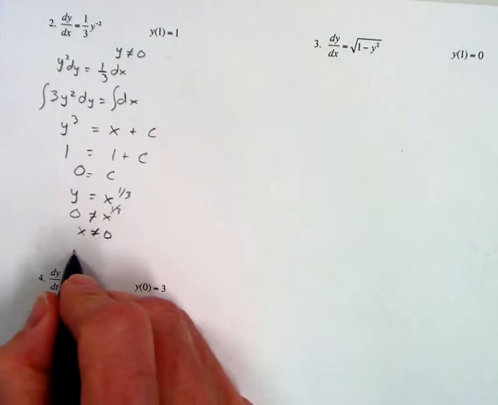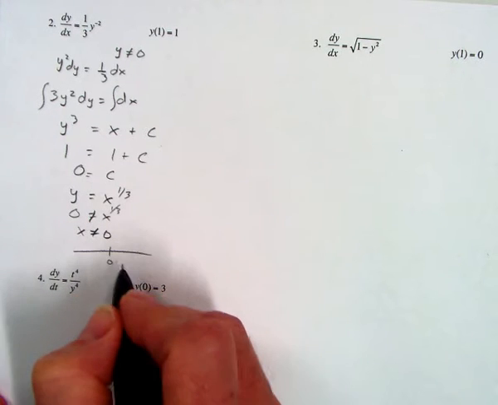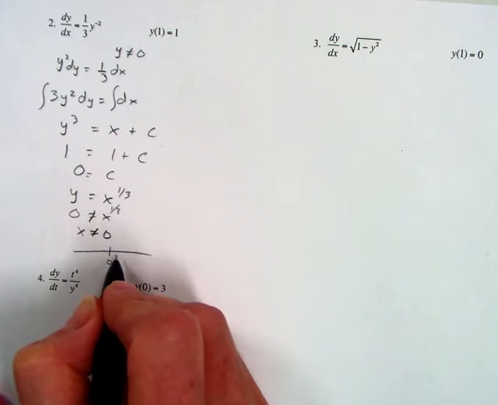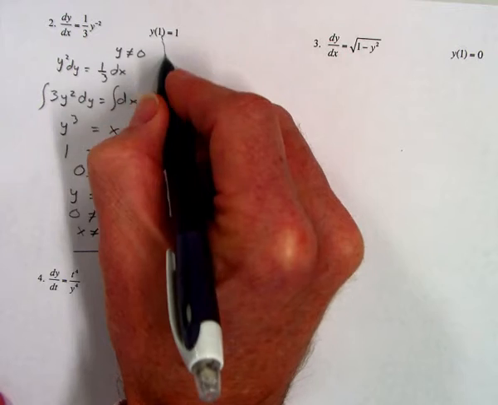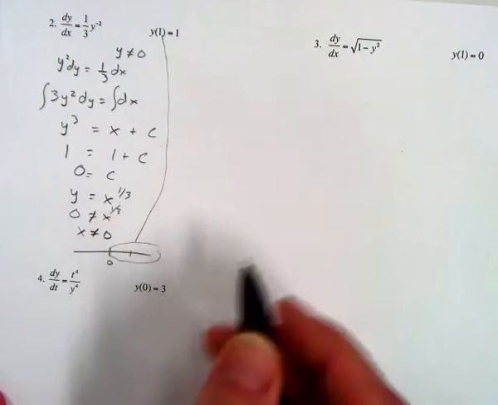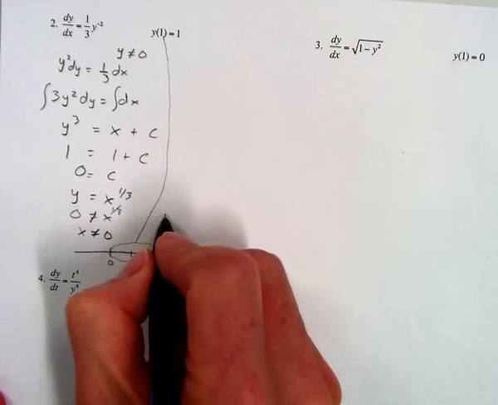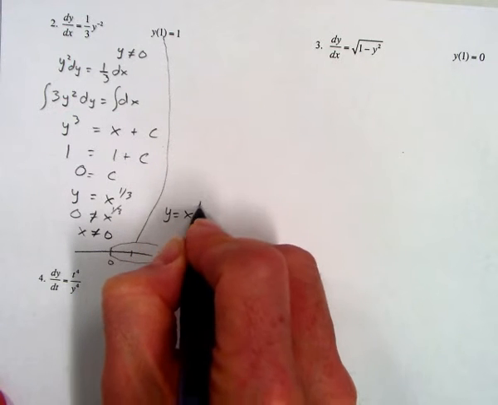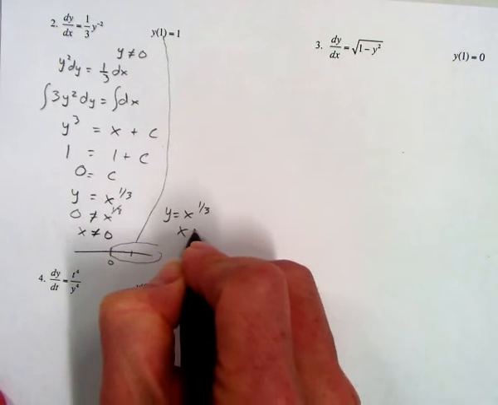then we can just look at a quick number line, or just think about it here. We have 0, we have x equals 1. So that's saying we're dealing with this part. So my solution is going to be y equals x to the 1/3, and the domain will be x is greater than 0.